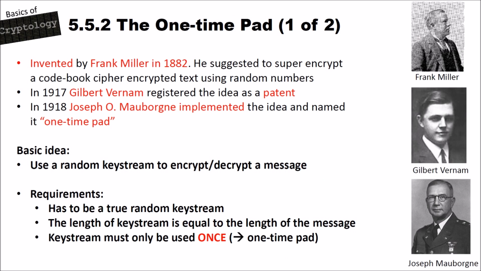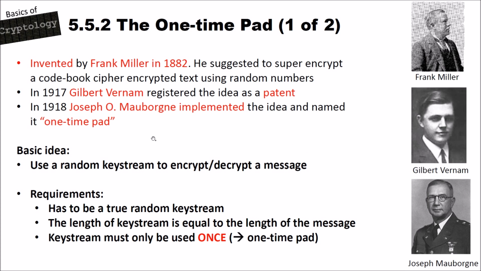So let's come to the OneTime Pad. The OneTime Pad was invented by Frank Miller in 1882, and he suggested to super encrypt a codebook cipher he invented using random numbers. And this super encryption is a OneTime Pad. In 1917, Gilbert Vernam registered the idea as a patent. And then finally in 1918, Joseph O. Mauborgne implemented the idea and named it finally OneTime Pad. You have the three inventors of the OneTime Pad here on the right side. So this is Frank Miller, this is Gilbert Vernam, and this is Joseph Mauborgne.